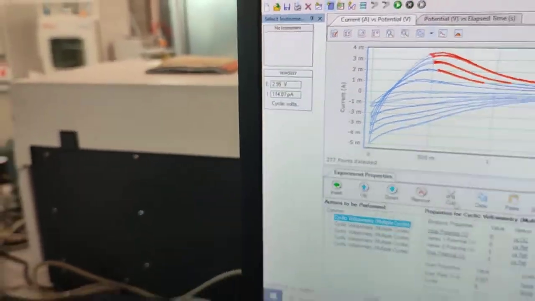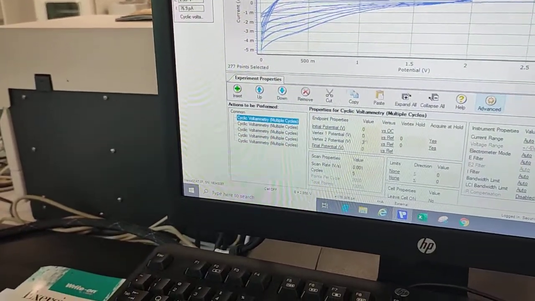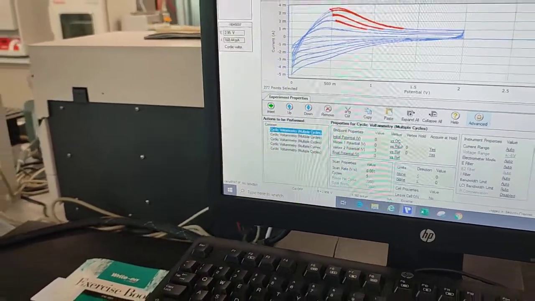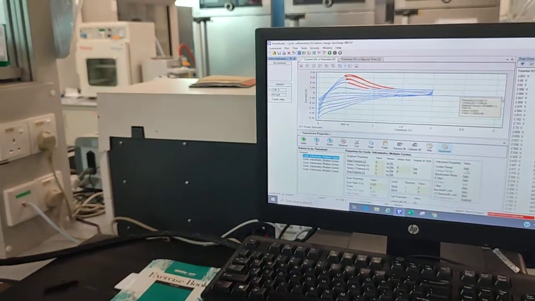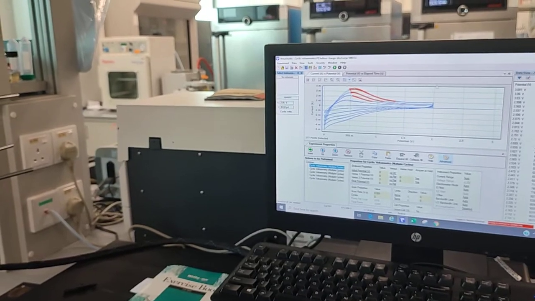So from this setup we will start from our OCV. You see here? It will be based on the OCV, so it will run from our OCV, go to the lowest voltage, and then it will follow the step.